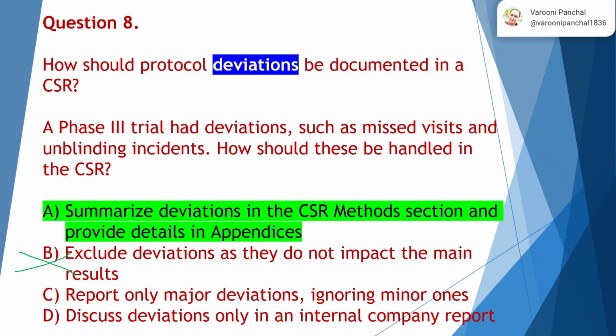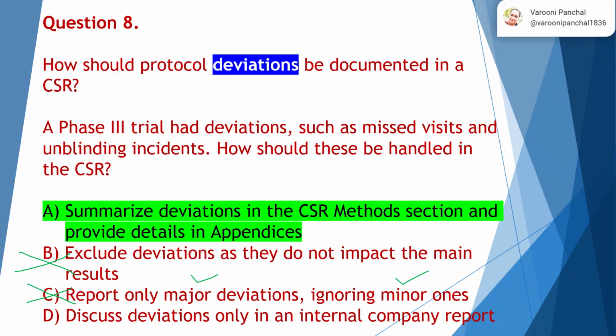Option C, report any major deviations, ignoring minor ones. No, this is not the right answer, because the deviations are categorized into two types, minor and major. Irrespective of the importance or severity of the deviation, both types should be presented in the form of tables, listings or figures, right? So you cannot focus only on major, you have to include the minor ones as well.